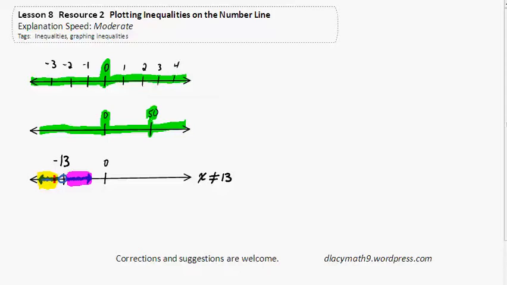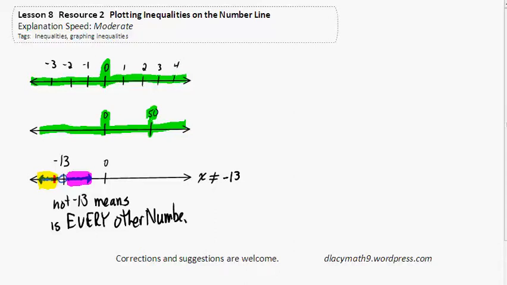It just can't be 13. I want you to know and remember that, not negative 13, as I should have said. I'm just going to write in there negative 13, not positive 13, negative 13. Not negative 13 in this context means that it is every other number. This is the way this works. Well, now let's look at less than and greater than on the number line.